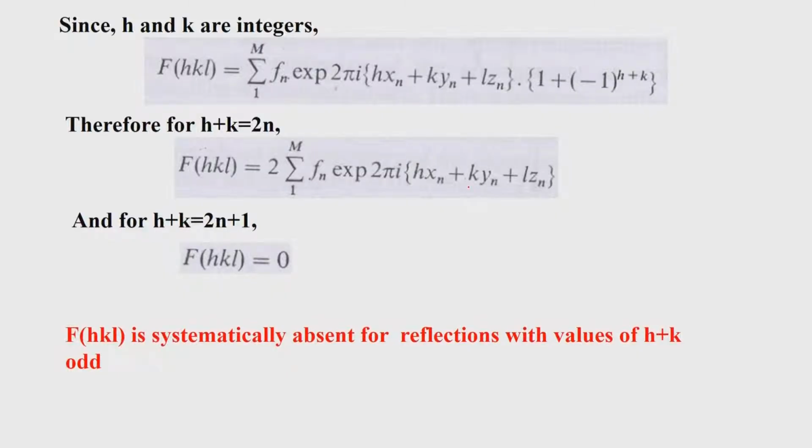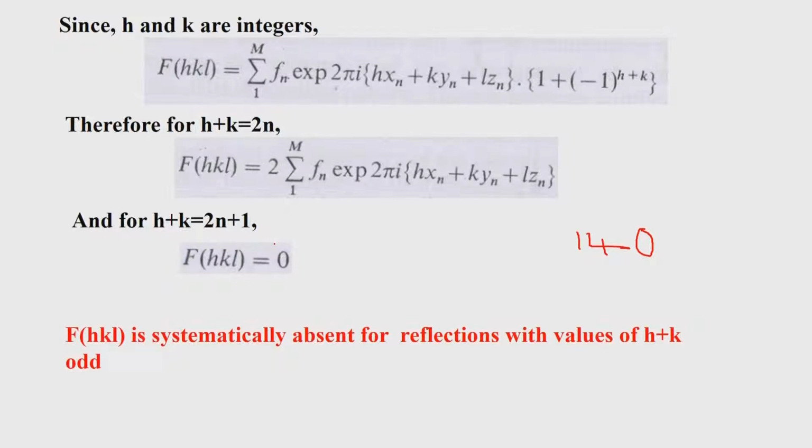I have data, and this particular data tells me that, suppose I look at this reflection statement which you have made here, f of HKL is systematically absent for reflections with values of h plus k odd, by taking some examples. Suppose I give you 1 4 0. So, this 140 will have H plus K as 5. That means it belongs to this category.